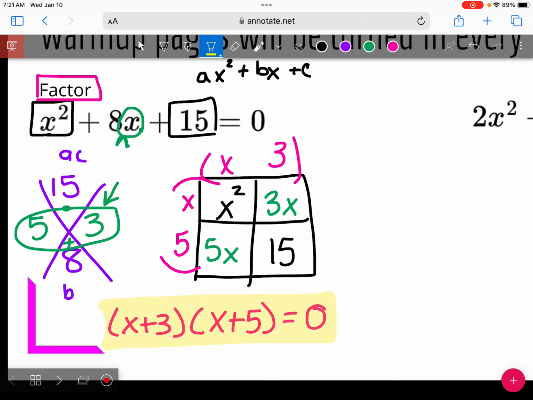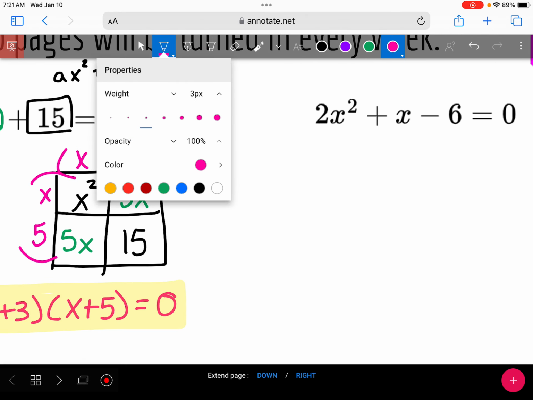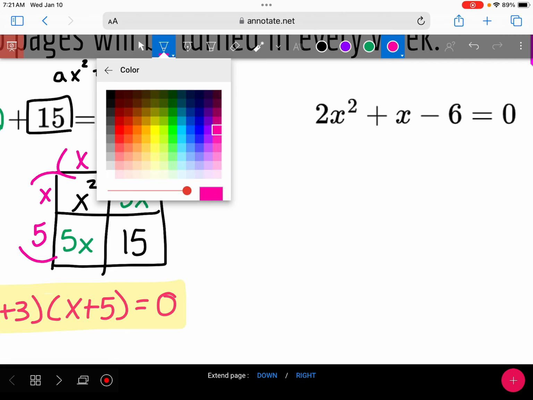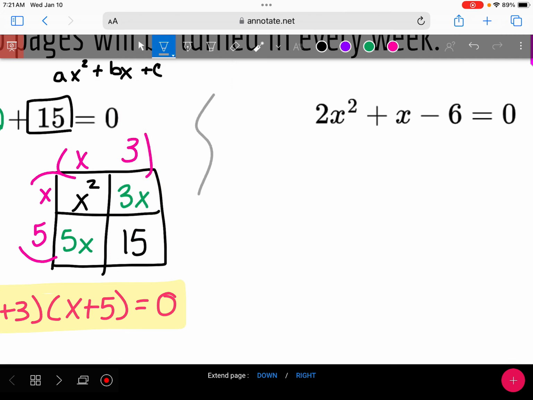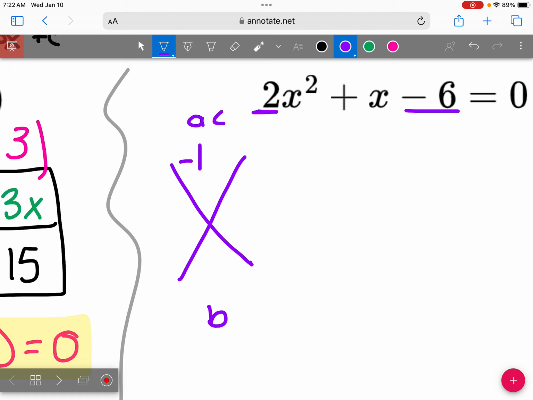It is the exact same process on the right-hand one. 100%, exact same process. Pick a slightly different color. The only thing that's different about this one is it has an A value. So when we fill in our X frame and we put our A times C at the top with our B at the bottom, my A is 2 and my C is -6. We wind up with -12 on the top.